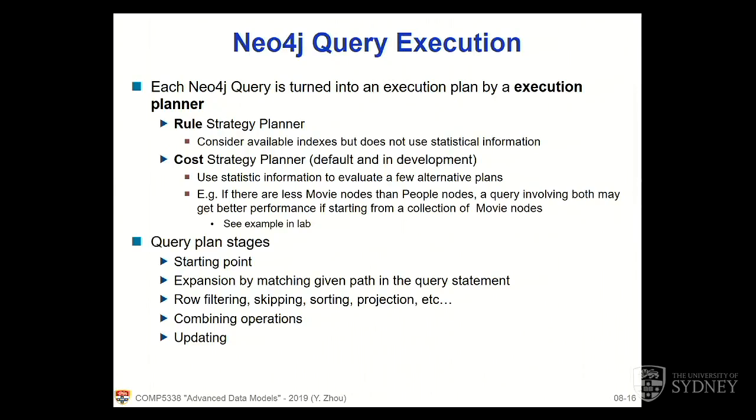Okay, so similar to any other storage system, there is a component in Neo4j that will read the query and convert it into an execution plan. That's called the execution planner. Usually the execution planner will figure out maybe a few plans, and if there are alternative plans, it will use certain information to pick the optimal one.